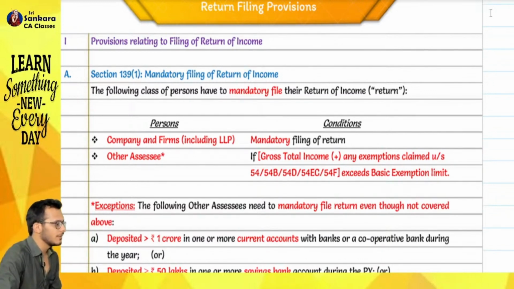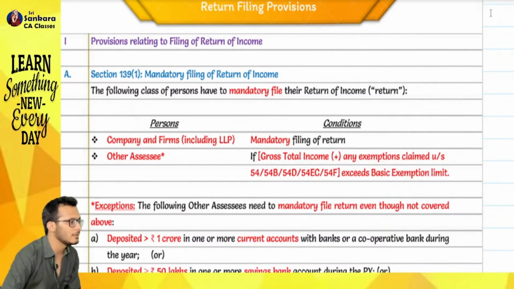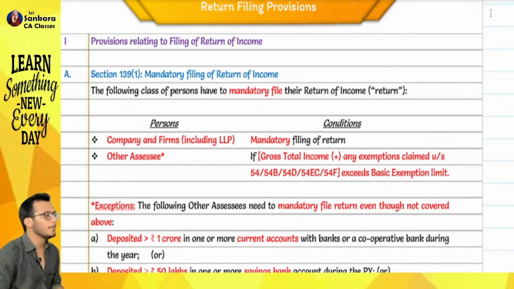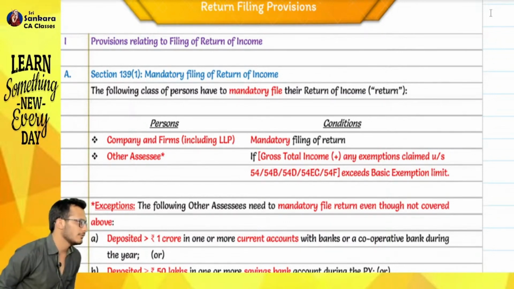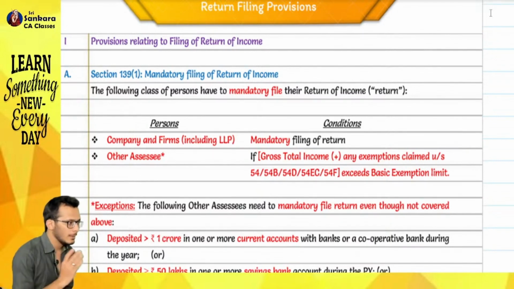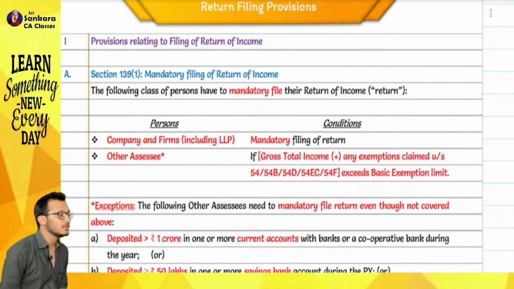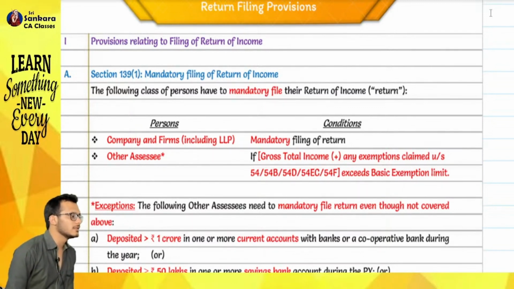They said anyone who is generally liable to tax is to file a return. Meaning, a company and a firm: do they have a basic exemption limit? No. So should they file a return? Mandatory. Yes. For anyone else who has a basic exemption limit, if your gross total income is more than the basic exemption limit, file a return.